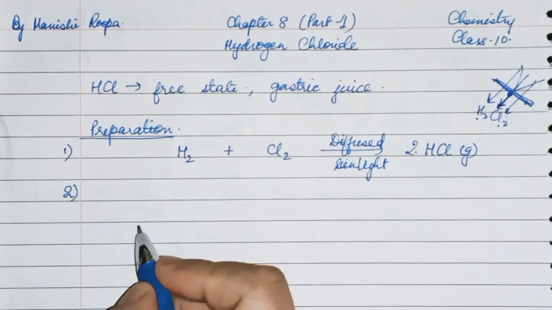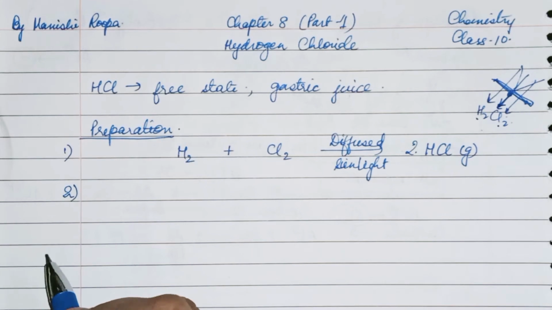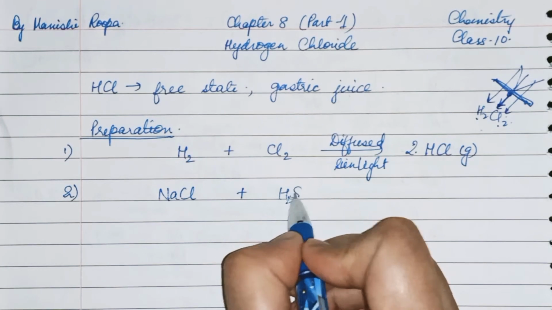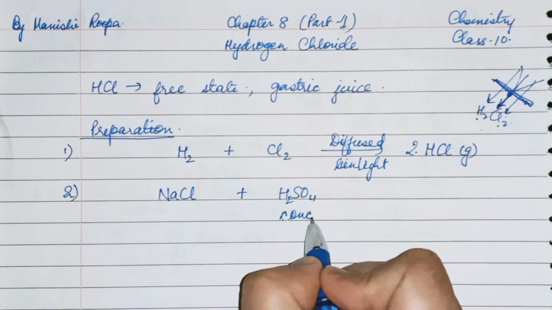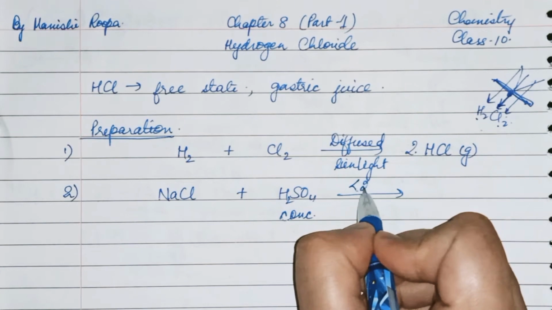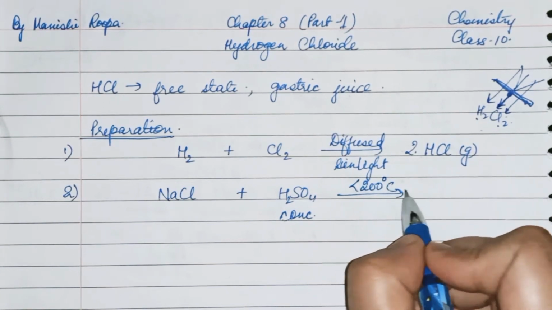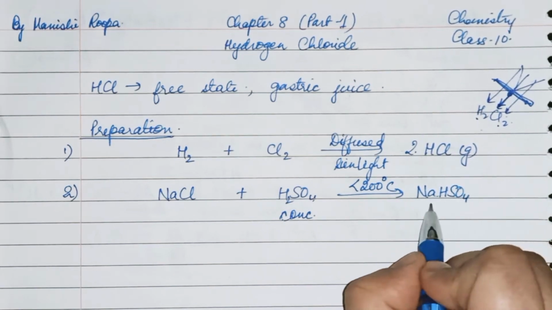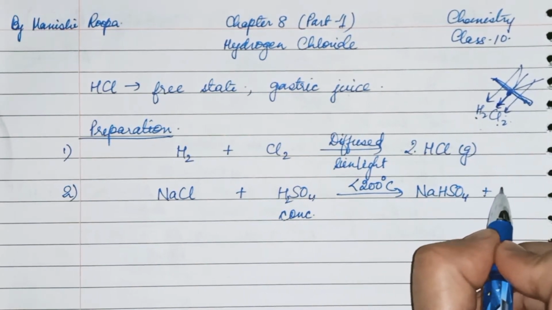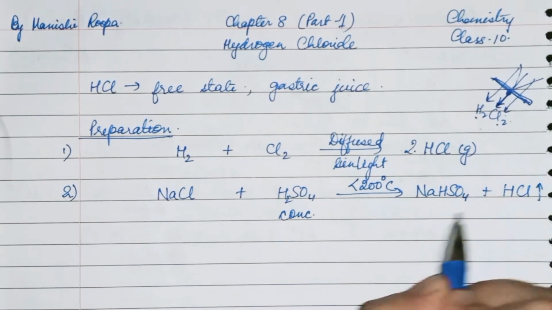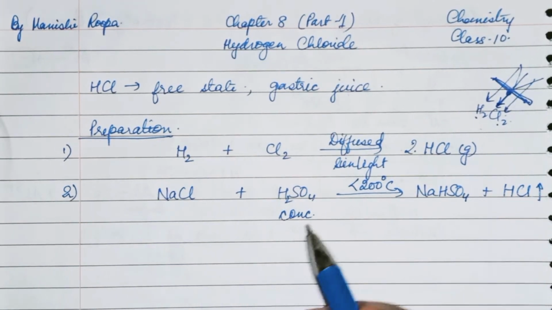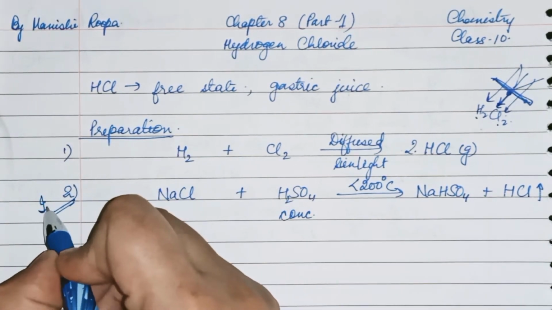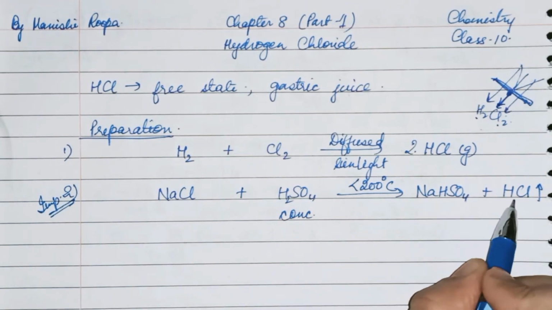Now the second method for preparation, this one is very important children. It is when NaCl reacts with concentrated H2SO4 when the temperature is less than 200 degrees Celsius. It will form sodium bisulfate or sodium hydrogen sulfate, and HCl gas is formed. Okay children, so this is your main preparation, this is important also.